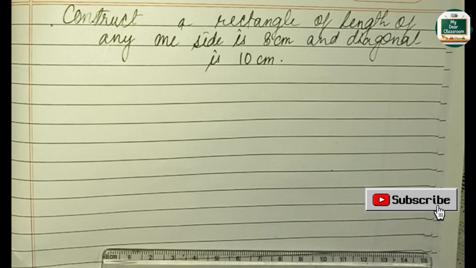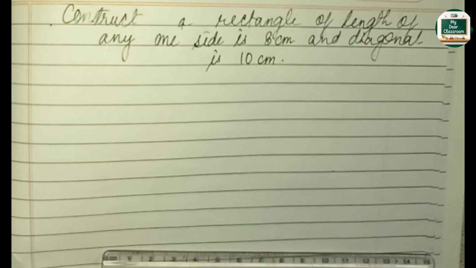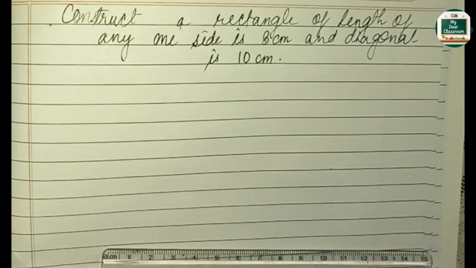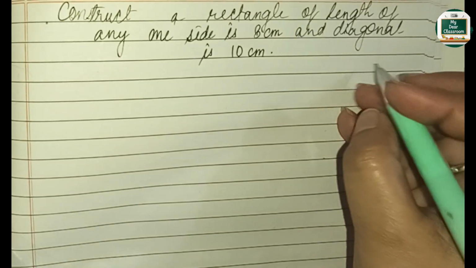So hey my wonderful kids, let's construct a rectangle where the length of any side is 8 centimeter and the diagonal is 10 centimeter. So for this, as you all know, first of all we have to draw the rough figure.